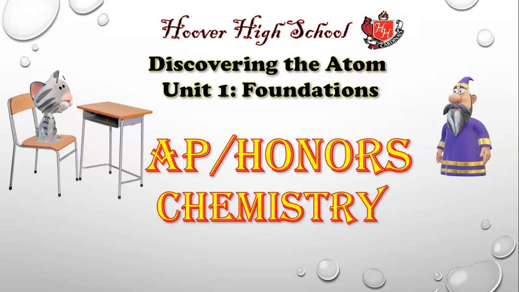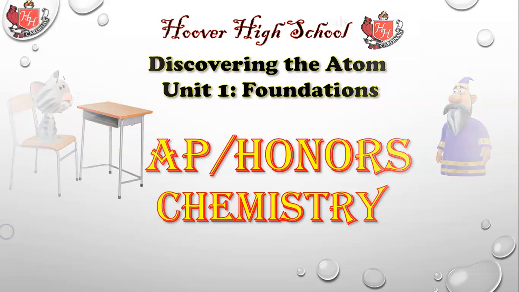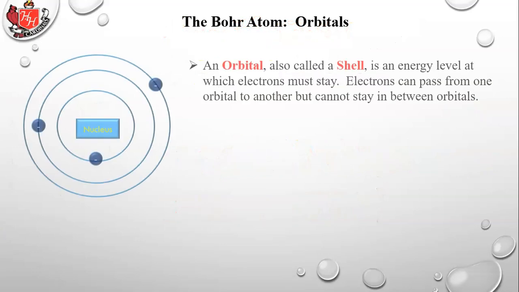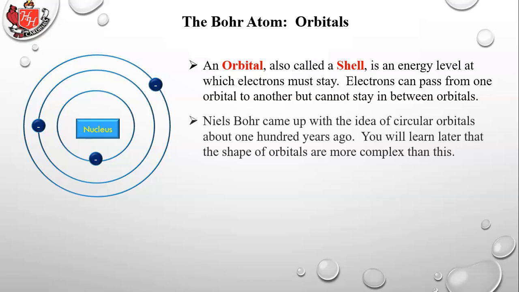Chemistry. This lesson deals with discovering the atom. So the Bohr atom. An orbital, also called a shell, is an energy level at which electrons must stay. Electrons can pass from one orbital to another, but cannot stay in between orbitals. Niels Bohr came up with the idea of circular orbitals about 100 years ago. You will learn later that the shape of the orbitals are more complex than this.